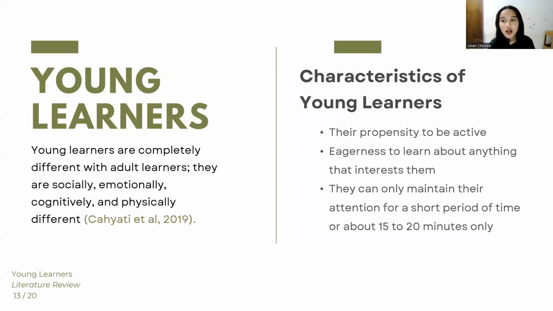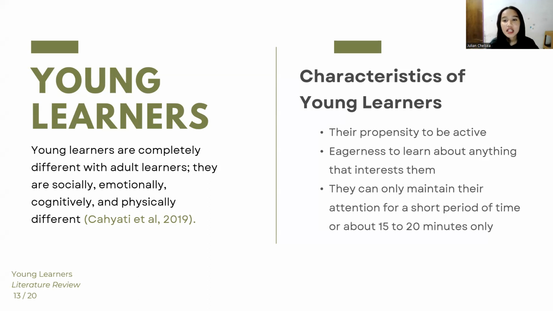Okay, so young learners are completely different from adult learners. They are socially, emotionally, cognitively, and physically different from adults. That's why we need a special approach in teaching English for young learners. And there are characteristics of young learners.